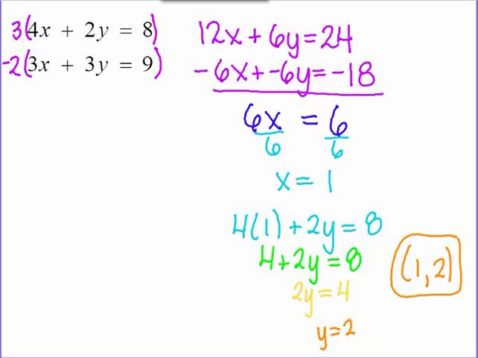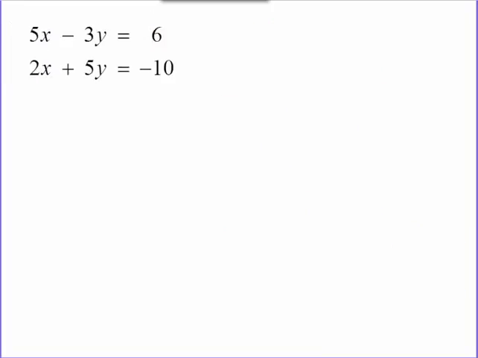Okay, we've got one more we're just going to look at. We're just going to set up, and then we'll be done, and you'll have the rest of the time to work on this one. Let's look at this one right here. 5x minus 3y equals 6, and 2x plus 5y equals negative 10. Now what we're looking at here is which one we're going to eliminate, the x's or the y's. I would probably choose to eliminate the y.